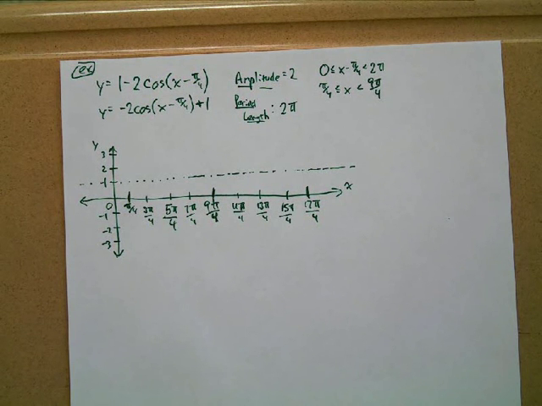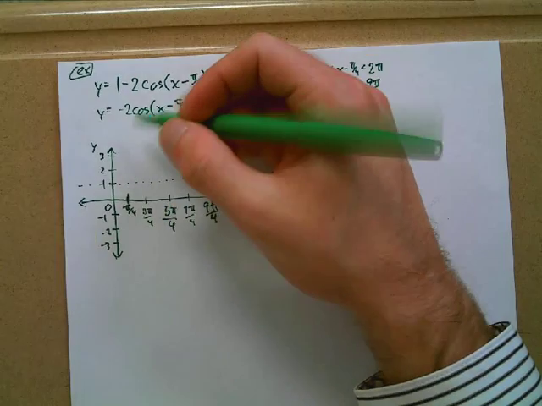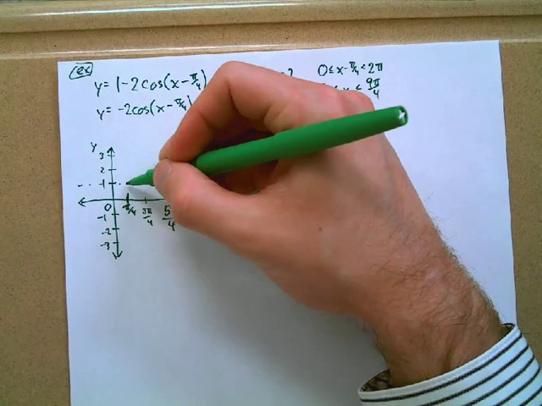Alternatively, if that's too much to think about, you can also imagine plugging pi over 4 in here. Pi over 4 minus pi over 4 is 0. Cosine of 0 is 1 times -2 is -2 plus 1 is -1, and so there's your point. Pi over 4, -1. You can do the same thing with 3 pi over 4. 3 pi over 4 minus pi over 4 is going to be 2 pi over 4, which is pi over 2. Cosine of pi over 2 is 0 times -2 is still 0 plus 1, so we're back on the axis there.